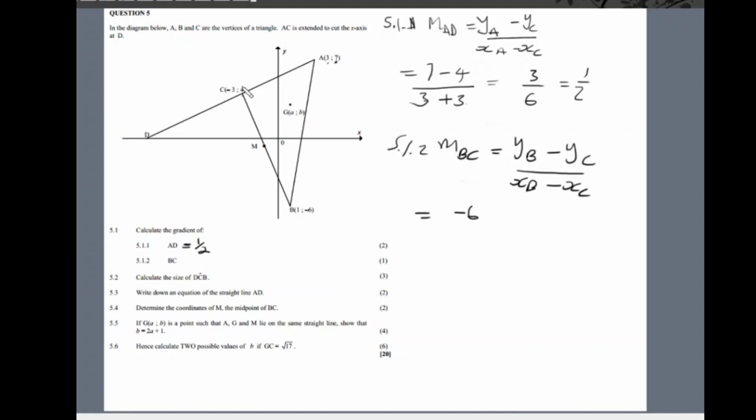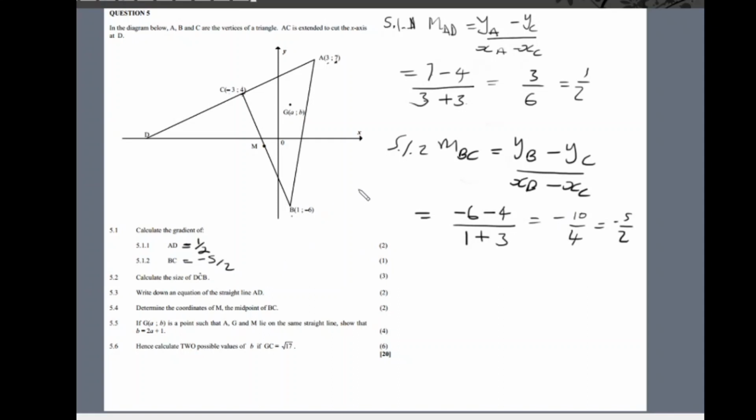And then we go to the point C. What is y at C? Y at C is 4, so here we'll have minus 4. And then x at B is 1, so here we just substitute 1. And then x at C is minus 3, so here we'll have plus 3. So here we'll have minus 10 over 4, which is minus 5 over 2. So the gradient of BC is equal to minus 5 over 2.